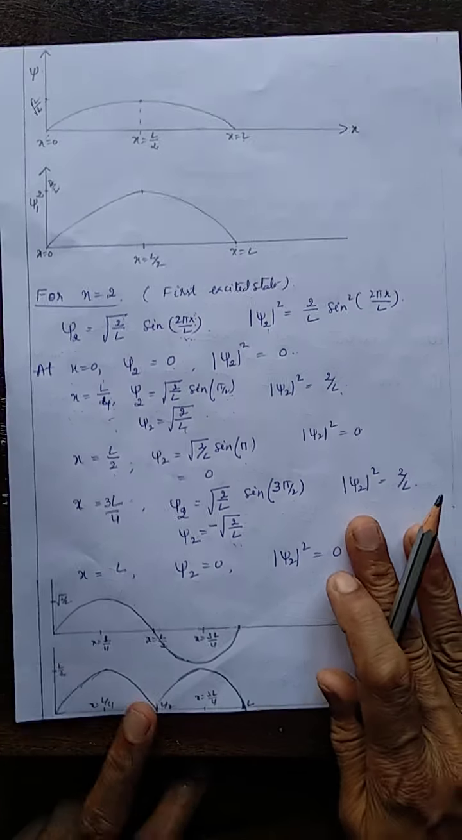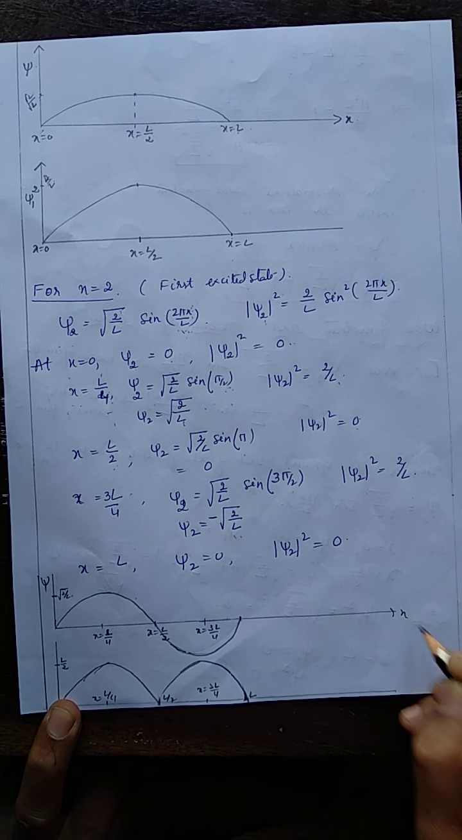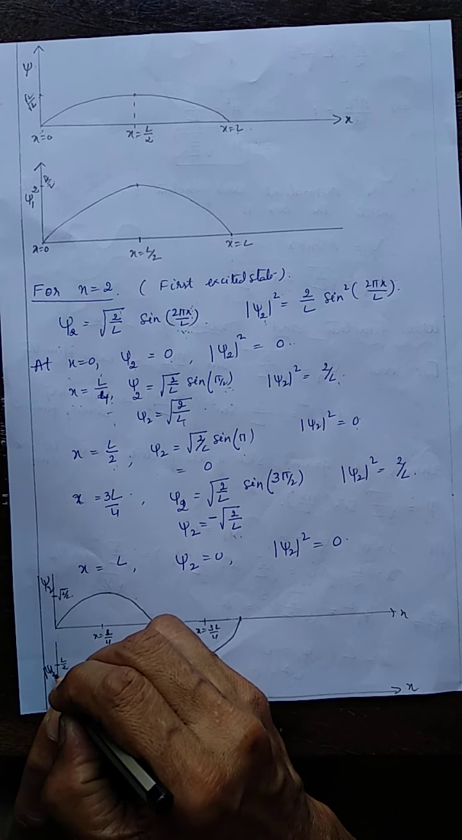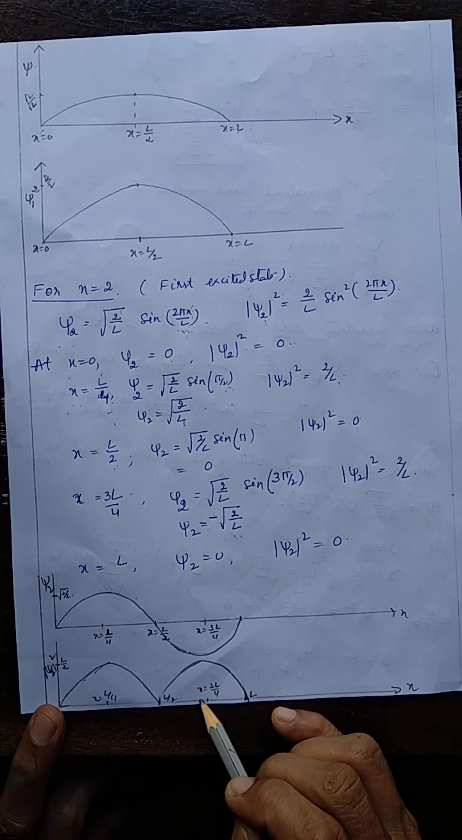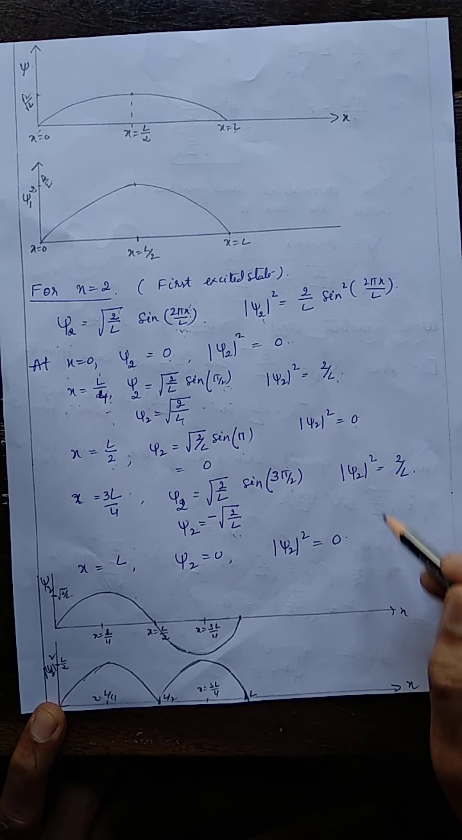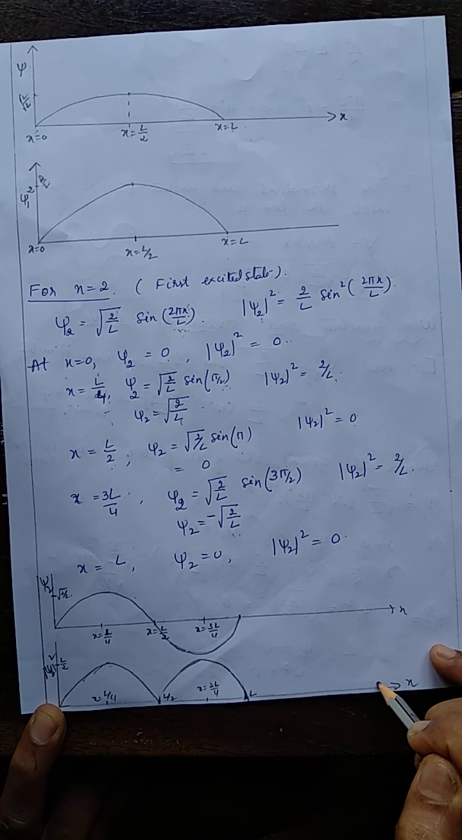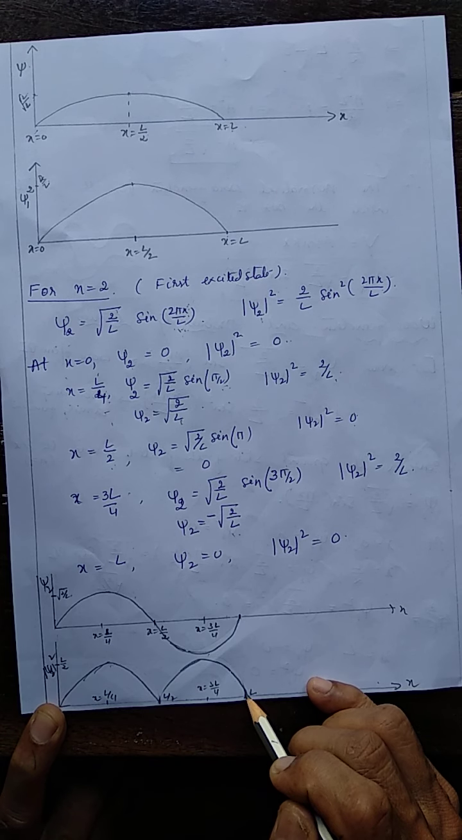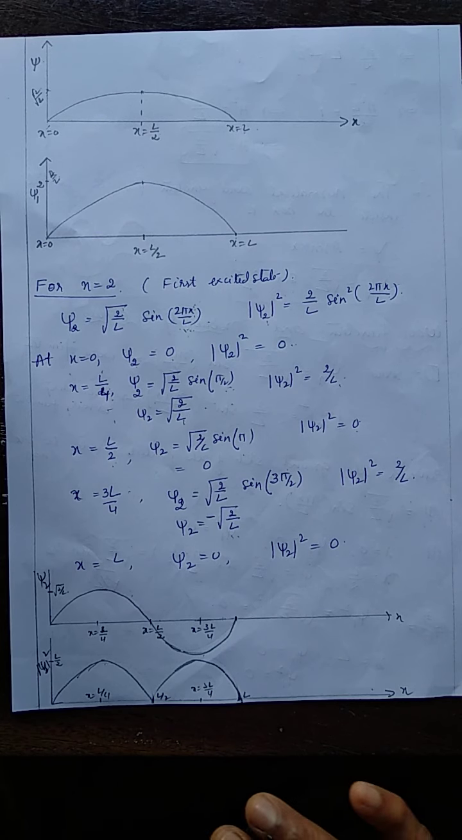When you plot, you get this. Plot psi 2 square versus x. You get this. And psi 2 square, square means both the values are positive. So the curve is in the positive y-axis only. Here psi is in the negative, here it is positive, but in psi squared both are positive. This is about the probability curves and wave function curves corresponding to n equal to 2.